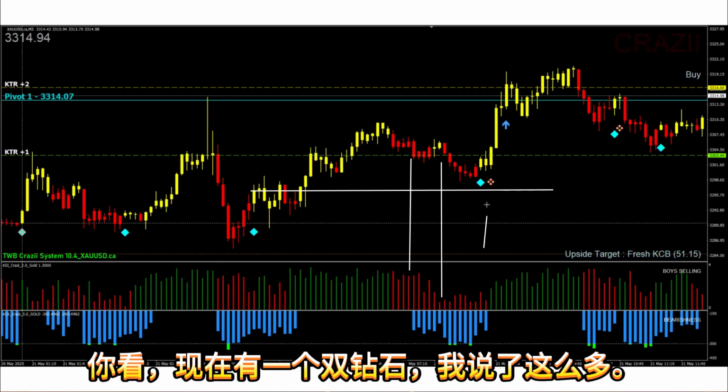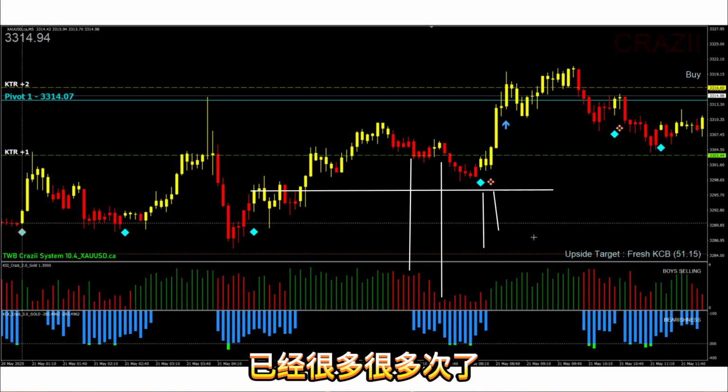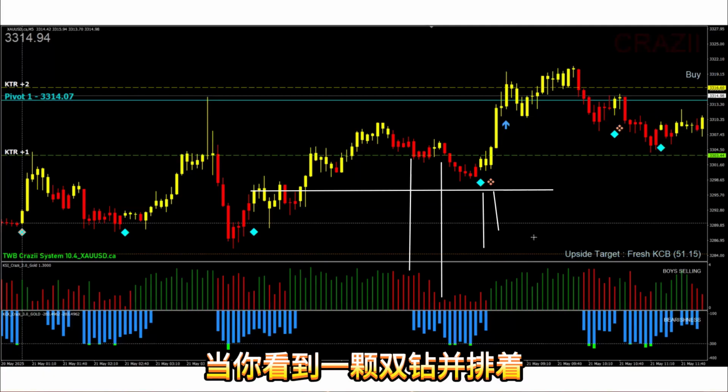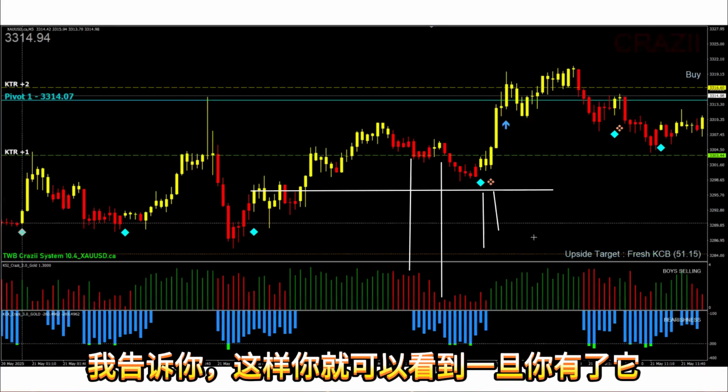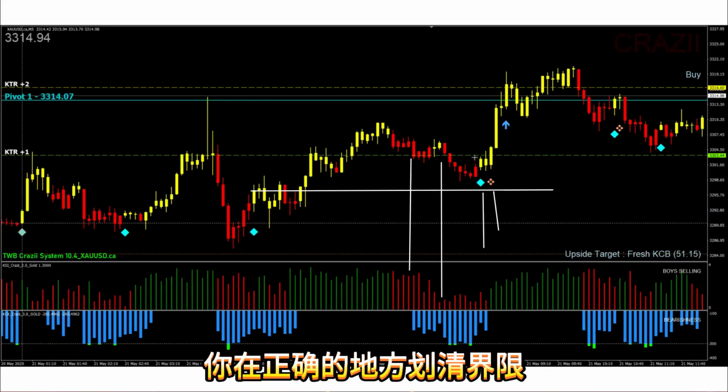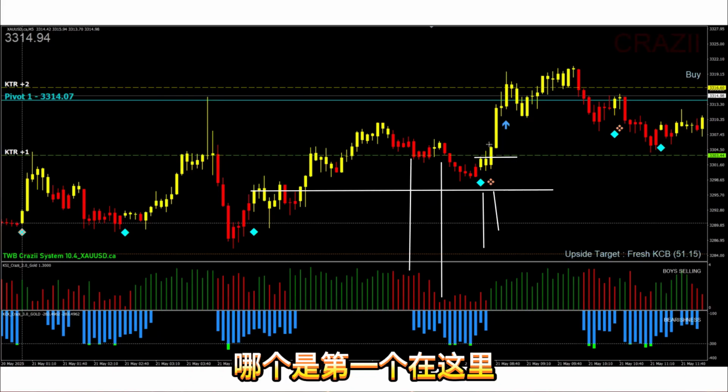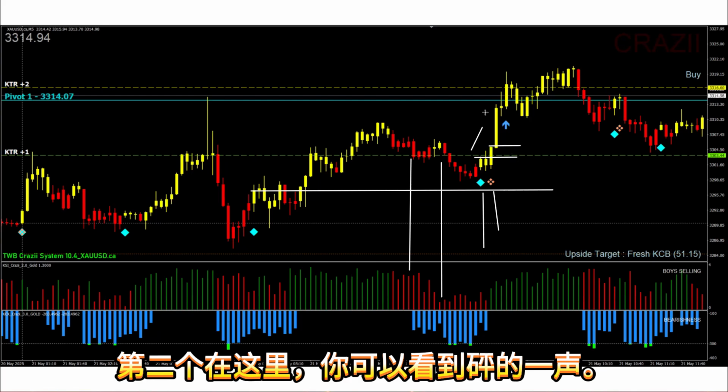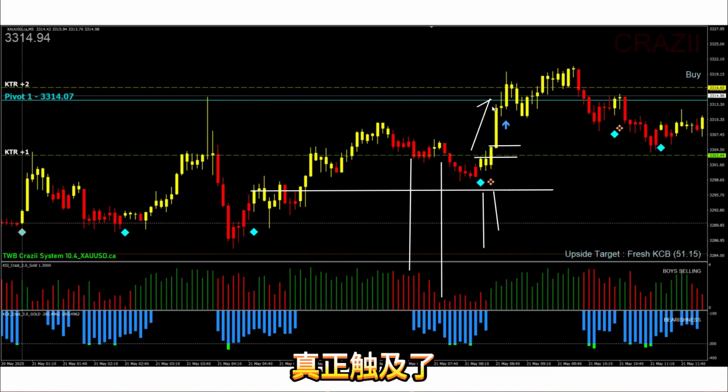So what happened now? You see there's a double diamond. Now I said this many times already. Most of the market bottoms, you go and take a look, are double diamonds, where the double diamonds come within 5 bars. Really come within 5 bars. When you see a double diamond, right, beside each other, I can tell you that it's probably stronger than a stacked diamond. So you can see once you have that, you draw the line at the right place, which is the first one is here, second one is here. You can see, bang, that's where the market goes up and really takes out the pivot, right? Correct. Yes, that's how it works.